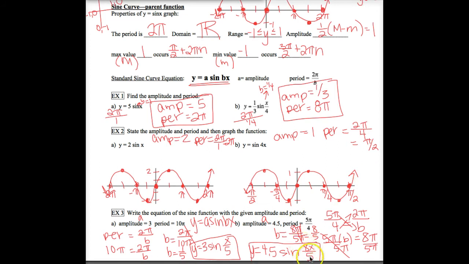Okay, so again, please pay attention to how we solved for this b, because it's important that you remember to take the period and set it equal to that 2 pi divided by b so that we can come up with our correct answer. So here it is, and boom goes the dynamite.